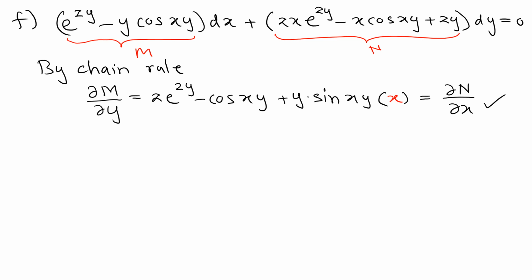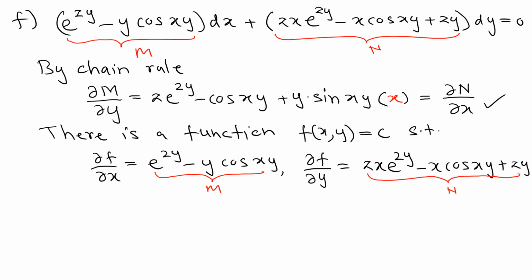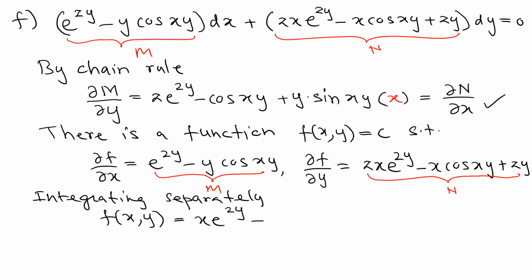So then there's a function f(x,y) such that ∂f/∂x equals the M function, and ∂f/∂y equals the N function. Now integrating separately, first with x, next with y, we get these two. So the first term is clear, it is x e^y. But what about the second one?